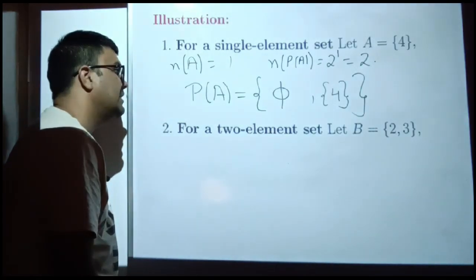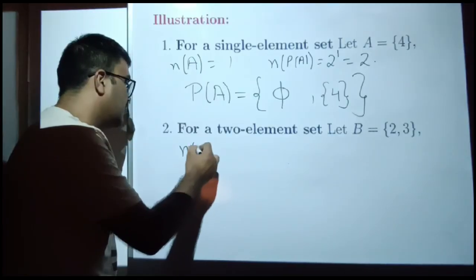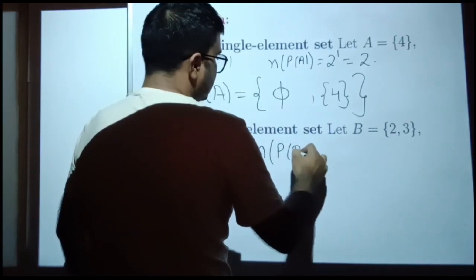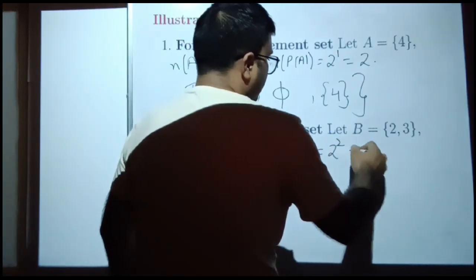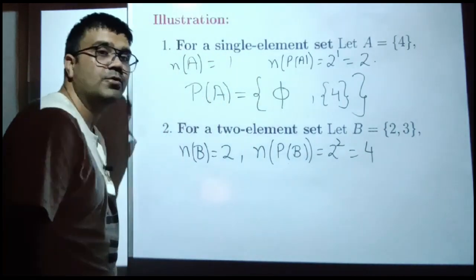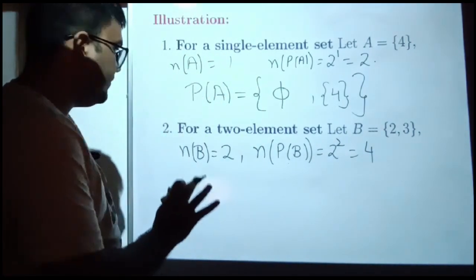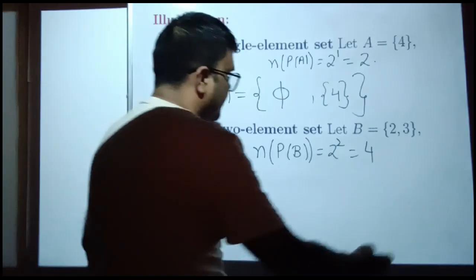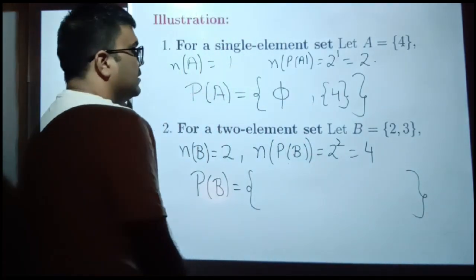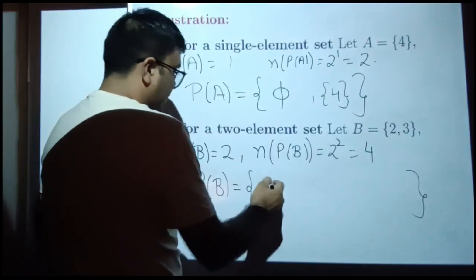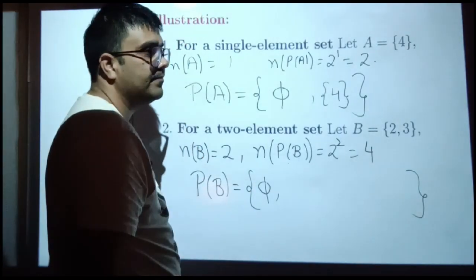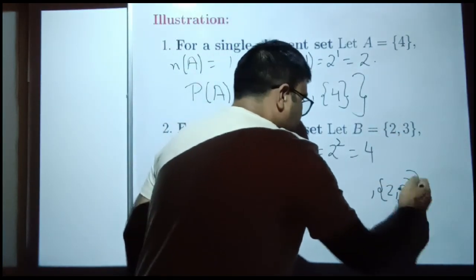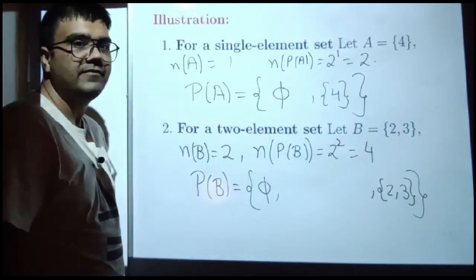Set B is given. It has elements 2 and 3. So the number of elements in B is equal to 2. So the number of elements in the power set of B will be 2 raised to the power 2, which is equal to 4. Now we have to write the power set of B. It is a set. Phi is always a subset of the set. That set itself is always a subset of that set. These are the 2 sets that are always subsets of the given set.